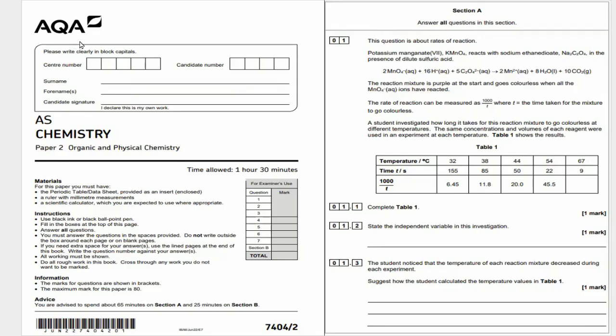All right, welcome to AQA AS Chemistry, Paper 2, Organic and Physical Chemistry. And this is the 2022 paper walkthrough. Time allowed: an hour and a half.